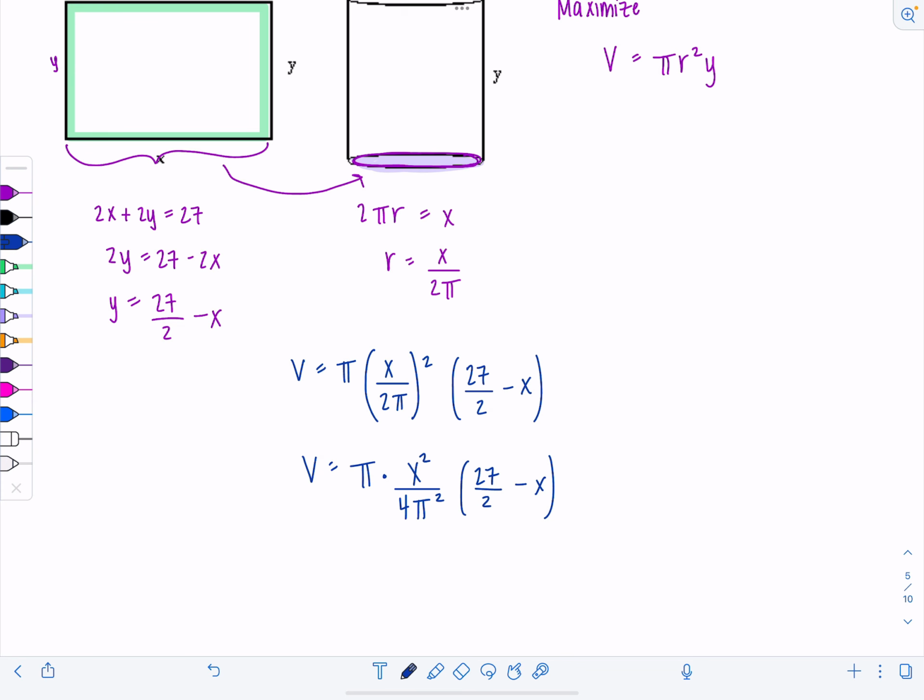And since we're going to take a derivative, I want to make it as nice as possible for me to do that. These are just constants, and in fact, I can cancel out one of the pi's, right? Bam, bam. So just put 1 over 4 pi in the front because it's just a constant, okay? 1 over 4 pi. And then I'm going to distribute only the x squared through. So now you have 27 over 2 x squared minus x cubed, okay?